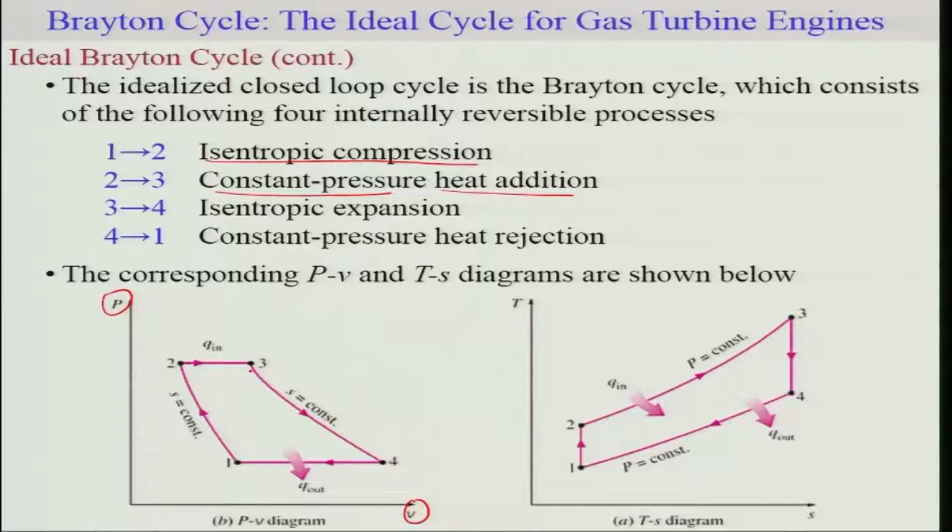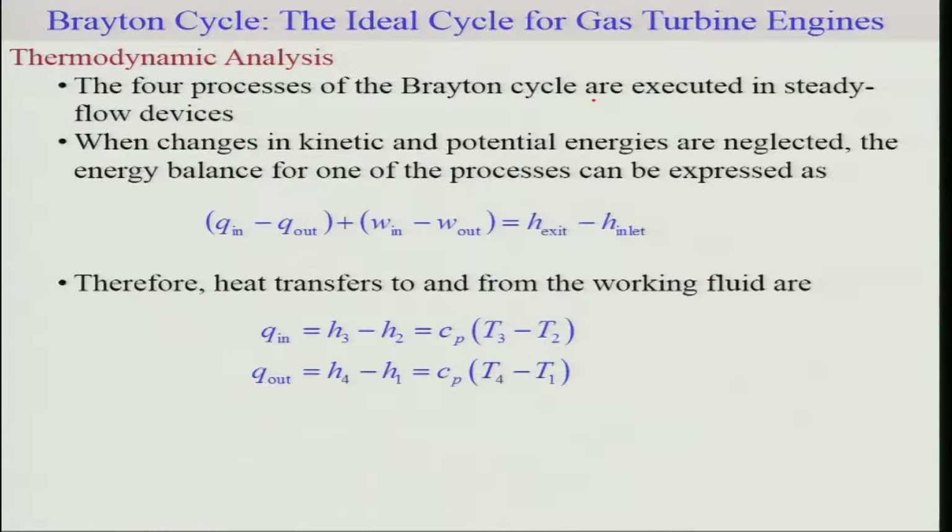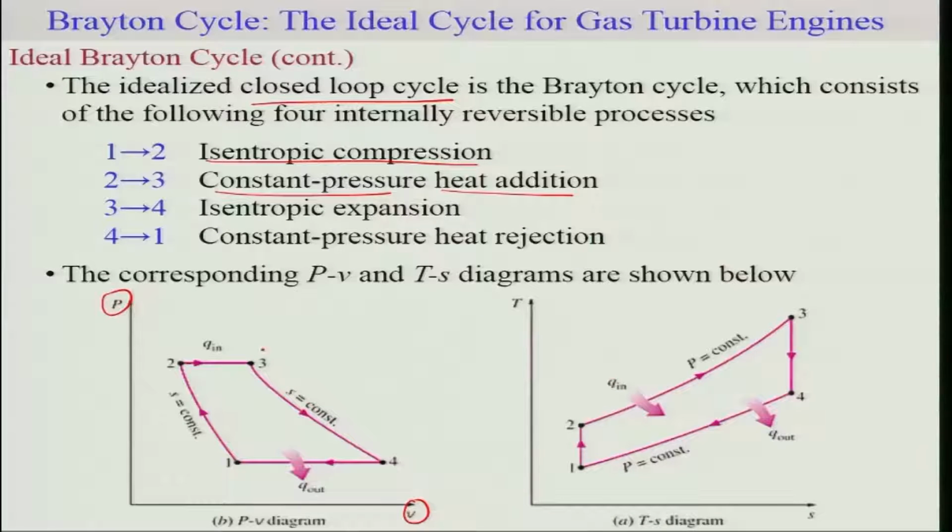Considering that we understand the idealized closed loop for the Brayton cycle, which consists of these 4 internally reversible processes where the heat addition and rejection are at constant pressure, we can do the thermodynamic analysis of these 4 processes. We can apply, as usual, our energy balance. We will consider the changes in kinetic and potential energy to be negligible. So what you have here is Q in minus Q out, net heat in, and then W in minus W out, which will be equal to H exit minus H in.